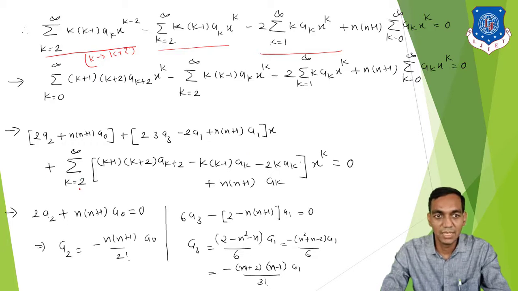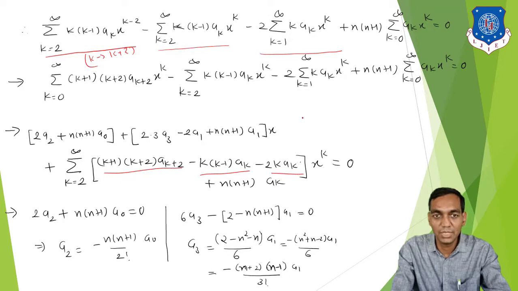Plus sigma k running from 2 to infinity, taking x raised to k common, that gives (k plus 1)(k plus 2) ak plus 2 from the first one, minus k(k minus 1) ak, minus 2k ak, plus n(n plus 1) ak is equal to 0.